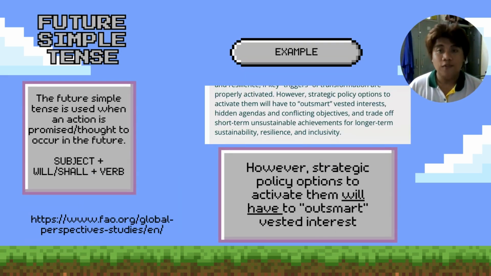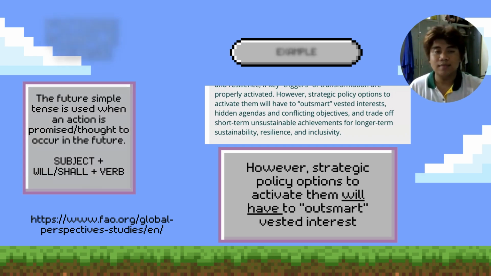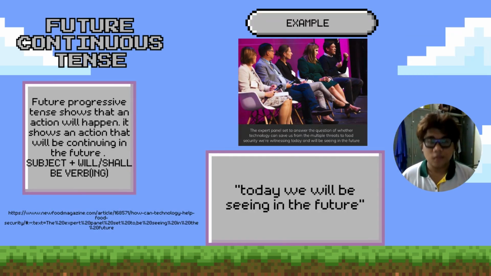The first one is the future simple tense. The future simple tense is used when an action is promised or thought to occur in the future. The structure of the tense is subject plus will or shall plus the verb. As we can see in the example, "however, strategic policy options to activate them will have to outsmart vested interests." This shows that the action is expected to happen in the near future. The subject in this example is the strategic policy options, "will" acts as a future marker, and the verb is "have to outsmart."